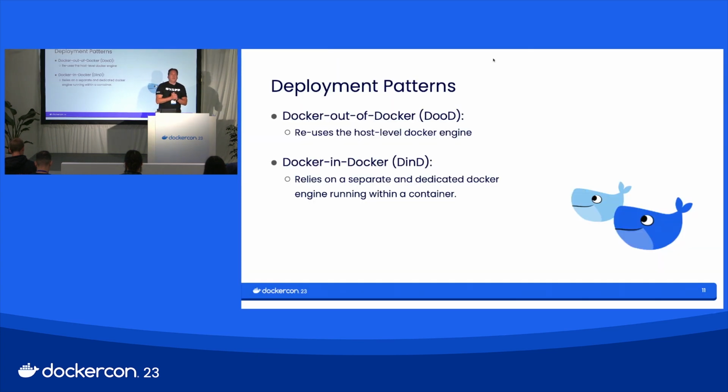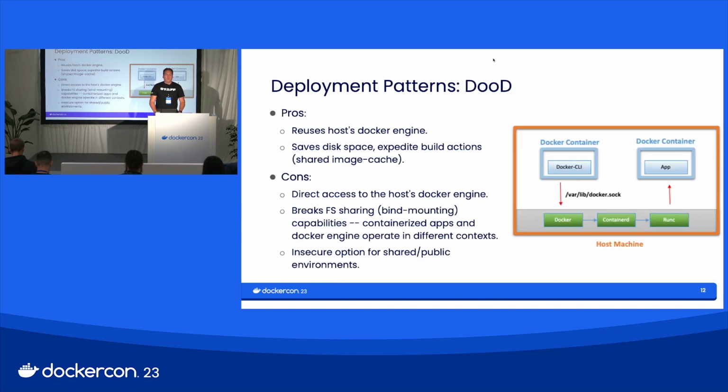Okay, so let's dive deeper into the deployment patterns that I alluded to in the previous demo. So, as I said, Docker out of Docker reuses the host level Docker engine, and Docker in Docker relies on a separate and dedicated Docker engine running within a container. So let's now go through each of them.